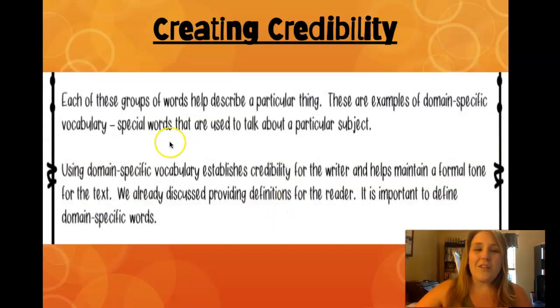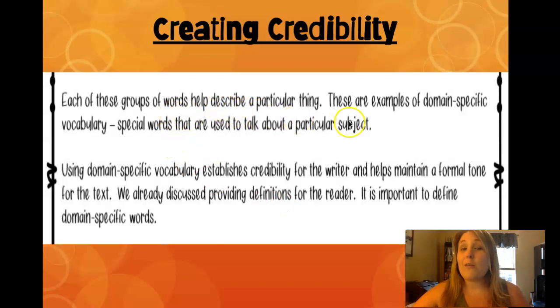So, each of these groups of words helps to describe a particular thing. They are examples of domain-specific vocabulary, or special words that are used to talk about a particular subject. Using this domain-specific vocabulary helps to establish credibility, which means that people trust you. It creates credibility for the writer and helps to maintain a more formal tone in your writing.